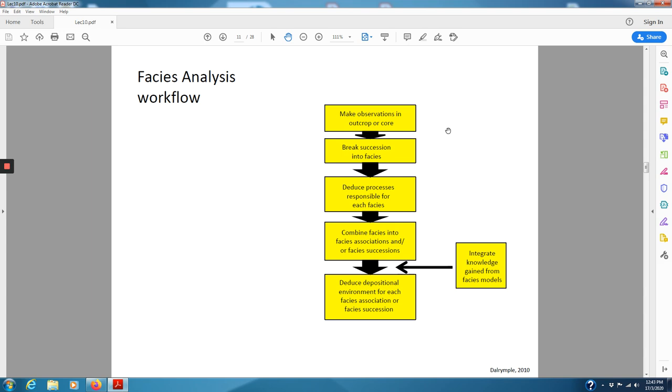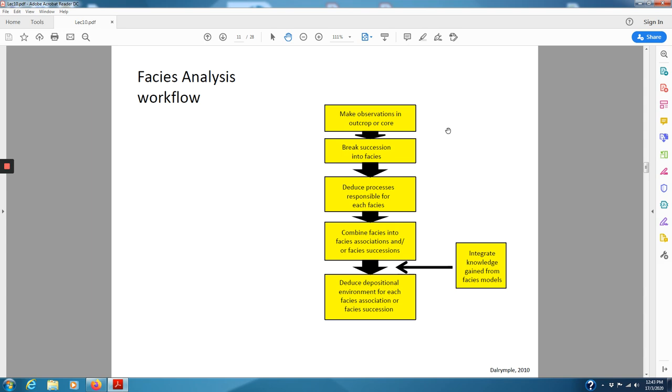Now, what you do is you need to draw a sedimentary log, like we've learned in the field in Perlis, right? We've done this already. And then you need to break the succession of sedimentary rock there into individual facies, right? And once you have your facies, you need to interpret your facies. You deduce the processes responsible for each facies, right? So mudstone, suspension, sandstone, bed load, and so on. You make your interpretations there.